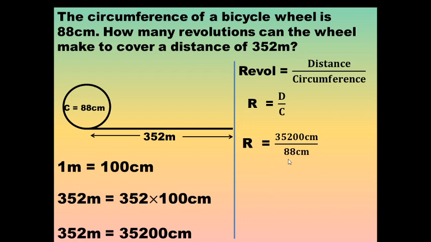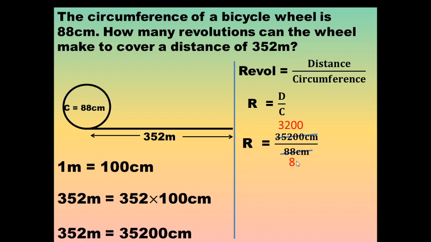Let's look for the common factors between 88 and 35,200 by simplifying. How do we do that? We have to divide. When we divide 88 by 11, we shall get 8. Then when we divide the other side by 11, what is our answer? We shall get 3,200.